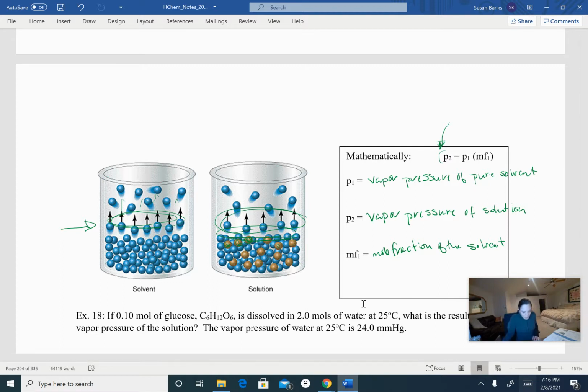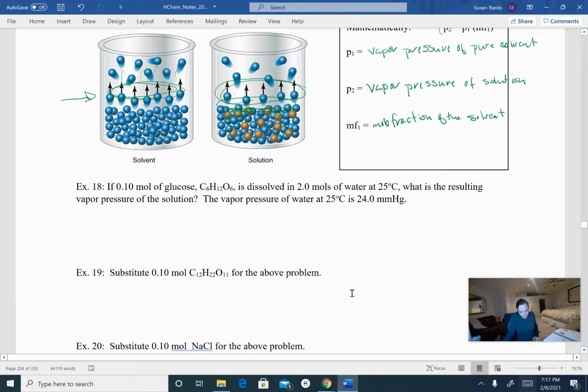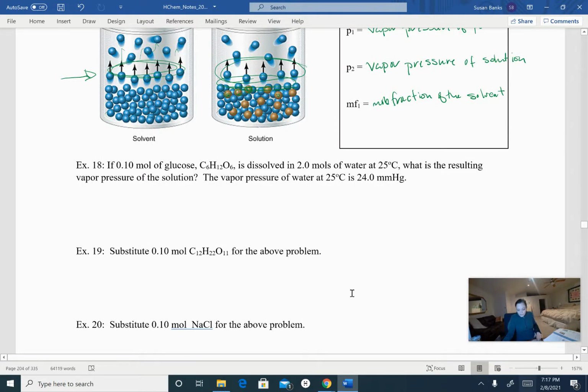Okay, so let's do some calculations here. You are definitely going to want a calculator. So I'm going to grab my handy dandy Totoro calculator.